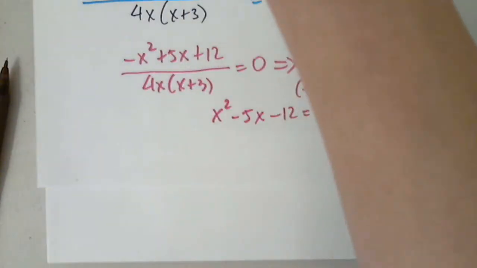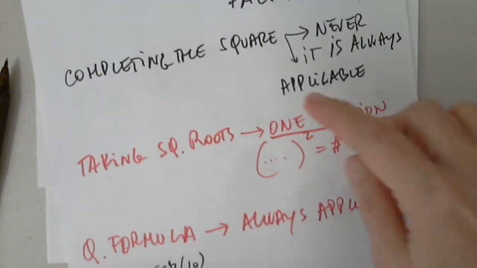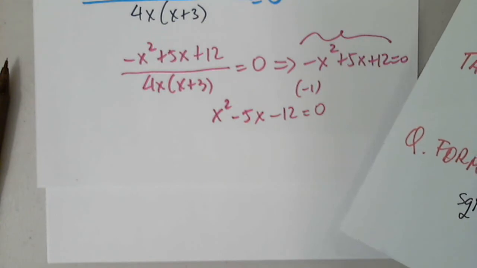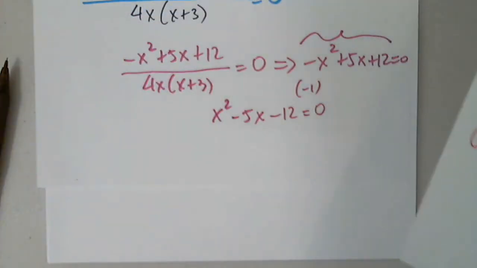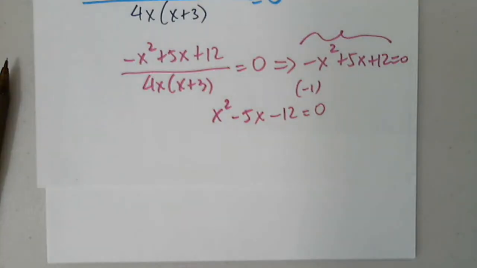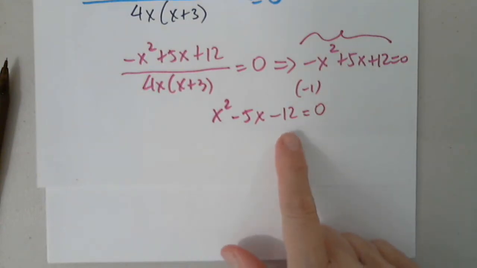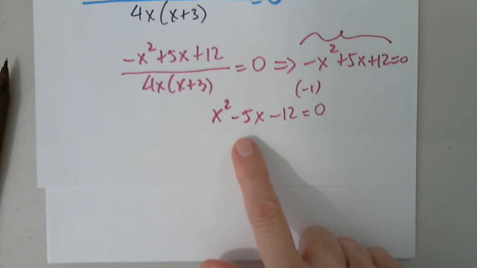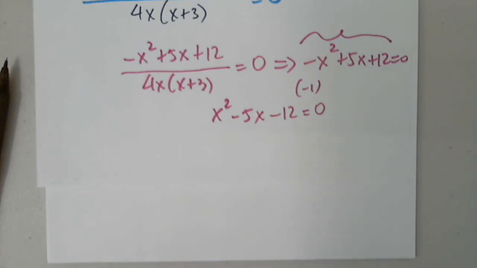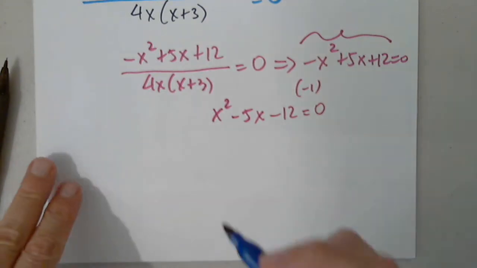And now I have 4 methods. Will I complete the square? Of course not. Will I take square roots? No, it's not set up. So I'm left with factoring or quadratic formula. If it takes a blink, I'll factor. If it takes a minute, I will not. So, can I find two numbers whose product is -12 and whose sum is -5? No, I cannot. So this is not factorable, so my only chance is to use the quadratic formula.